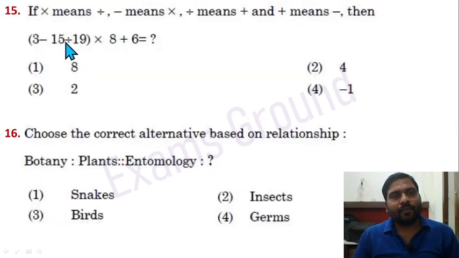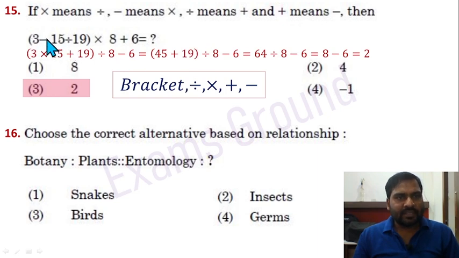Question 15. If multiply means divide, minus means multiply, divide means plus, and plus means minus, then just change everything: minus to multiply, divide to plus, multiply to divide, plus to minus, and solve it. For this solution you have to follow these rules. First you have to solve bracket, then divide, then multiply, then plus, and followed by minus. Calculated value is 2. Option 3 is correct here.